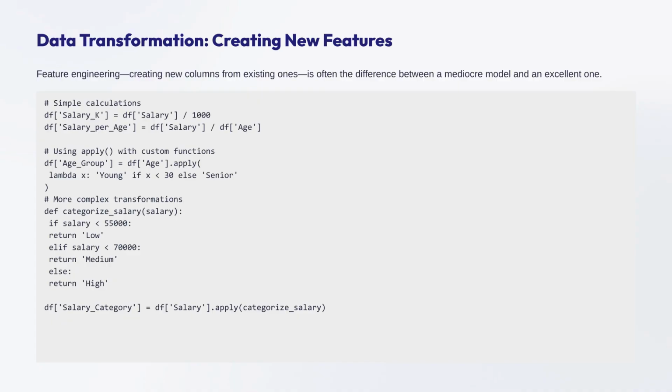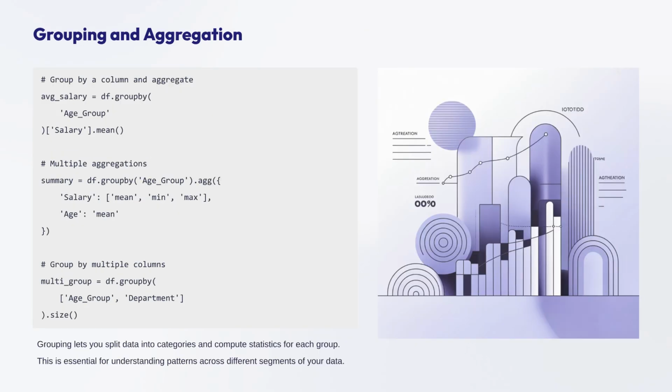Feature engineering is essential for improving model performance. You can create new features through simple calculations, or by using the "apply" method with custom Python functions to categorize or transform data. Grouping and aggregation allow you to compute statistics across different segments of your data. Use "group by" to split data based on a column, and then apply aggregation functions like "mean", "min", or "max".